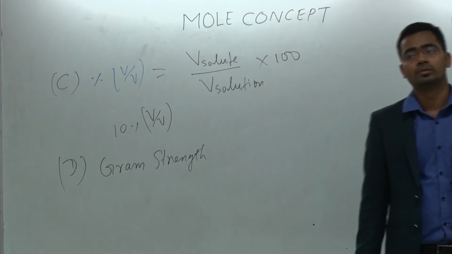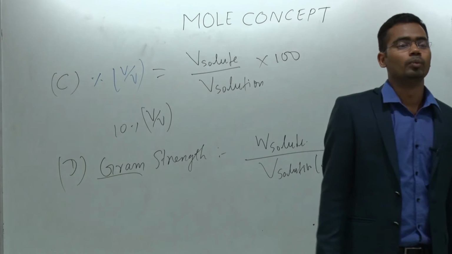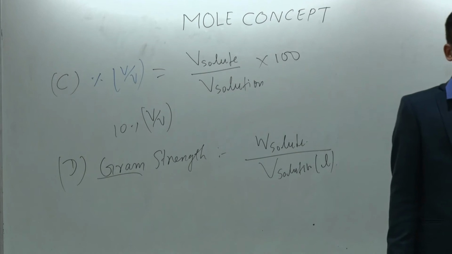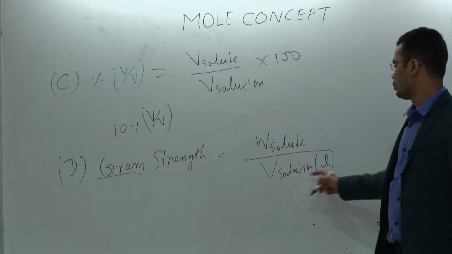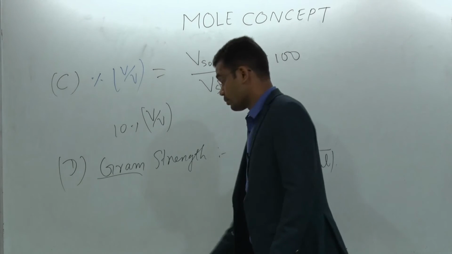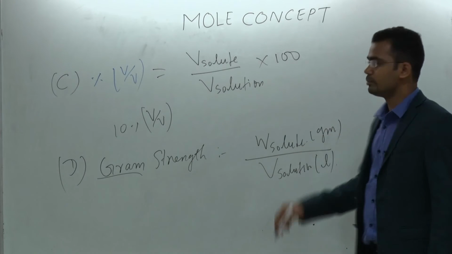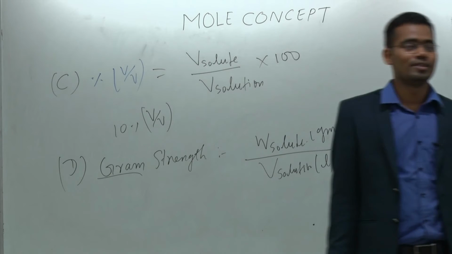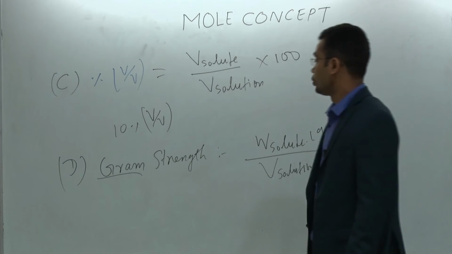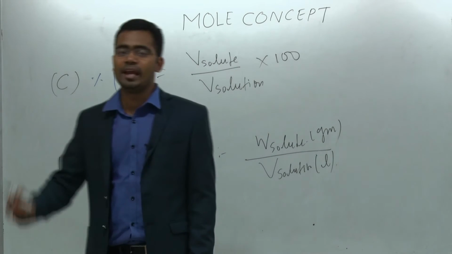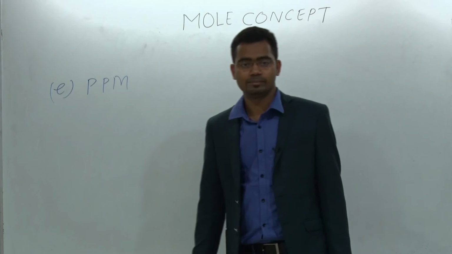Gram strength, it is the ratio of weight of solute to volume of solution in liter. Yes, weight should be in gram, because the name is gram strength. So it is the ratio of weight of solute in gram to volume of solution in liter.